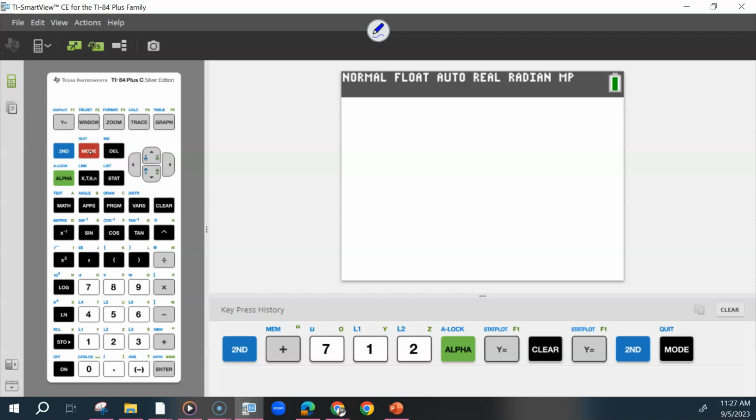What is alpha y equal to again? The fractions. Wait, what is the first one that we did? Second plus 7. That's preset, the whole calculator.